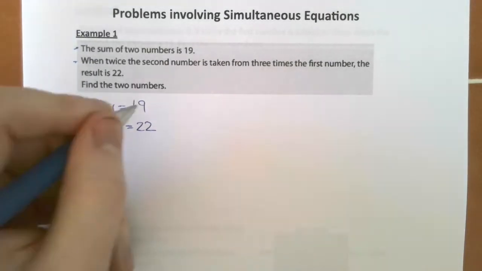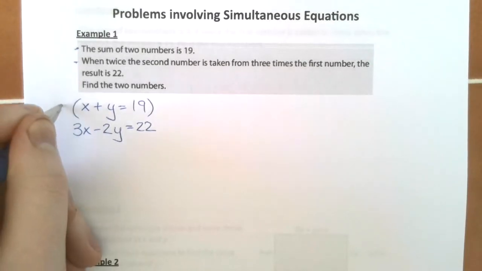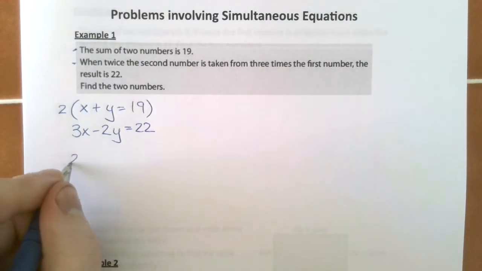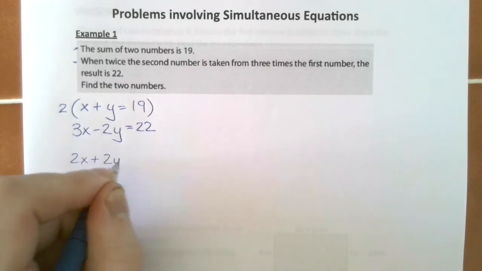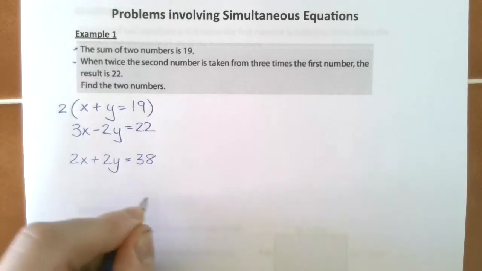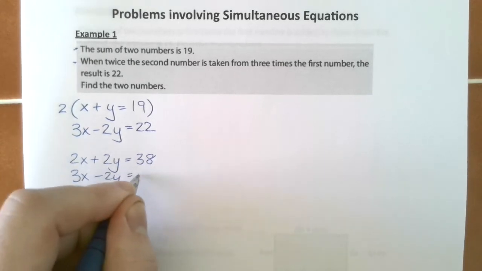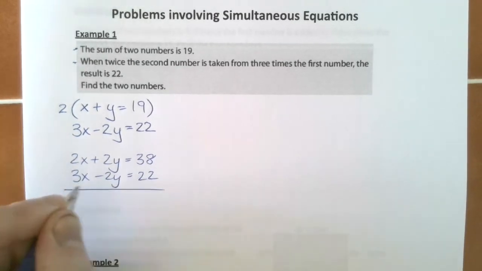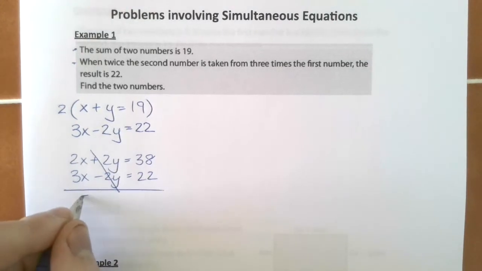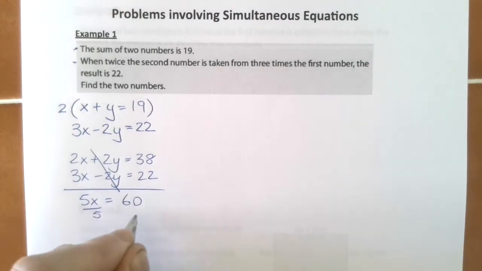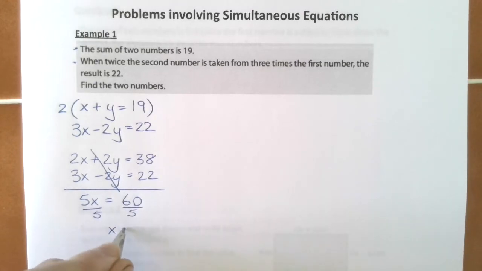To solve for x and y, I'm going to multiply the top line by 2 because I want to cancel the y's. So it's going to be 2x plus 2y is equal to 38. And then the bottom line is 3x minus 2y is equal to 22. We add the two lines together, so we've got 5x is equal to 60. Divide by 5 on both sides, so x is equal to 12.